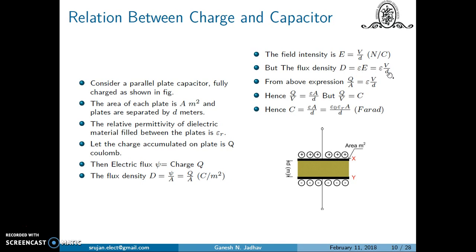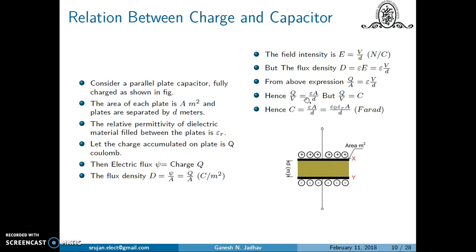E is equal to V upon d. So d is equal to Q by A. Substituting d is equal to Q by A in E is equal to V by d, I bring this V term towards this side and A term towards this side.